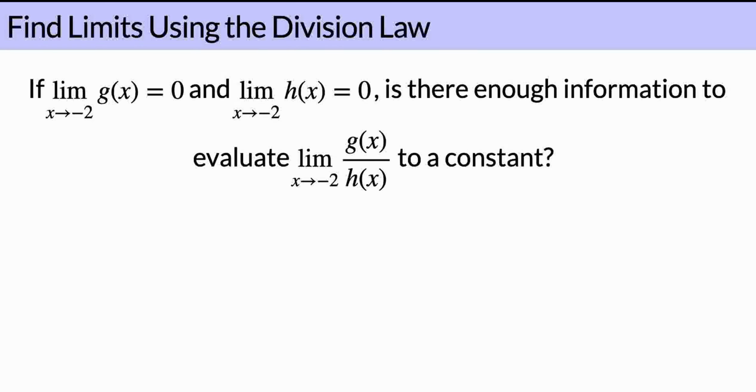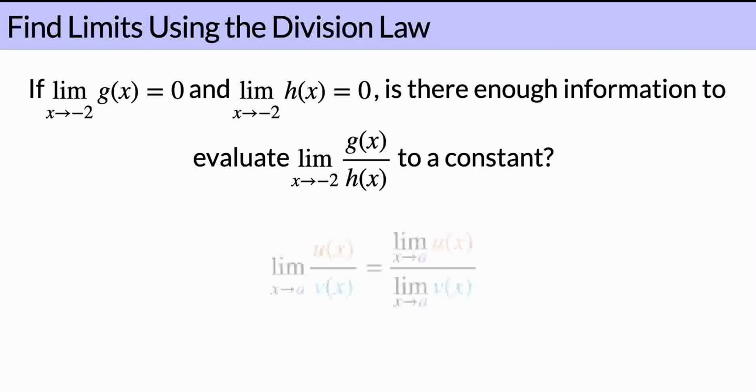If the limit of g of x as x approaches -2 equals 0, and the limit of h of x as x approaches -2 equals 0, is there enough information to evaluate the limit of g of x divided by h of x as x approaches -2 to a constant?